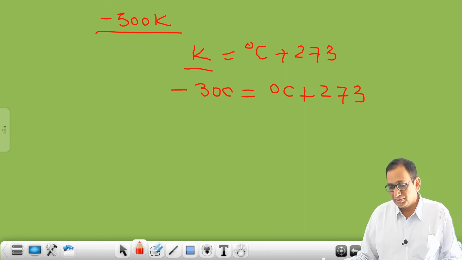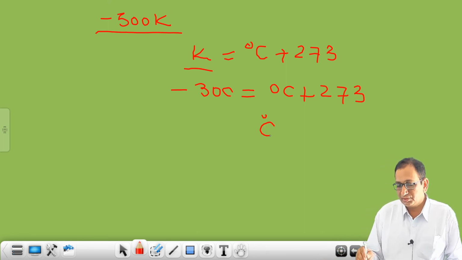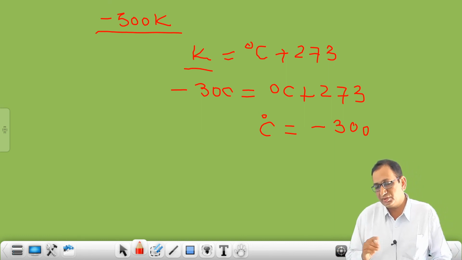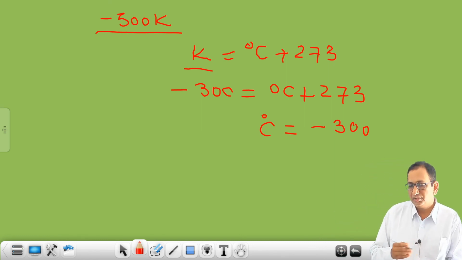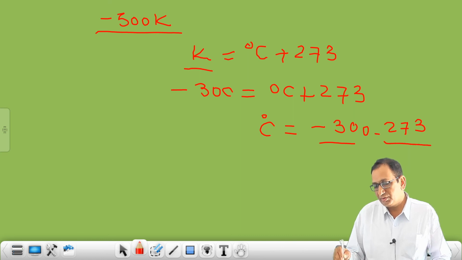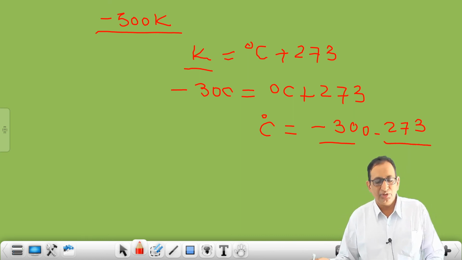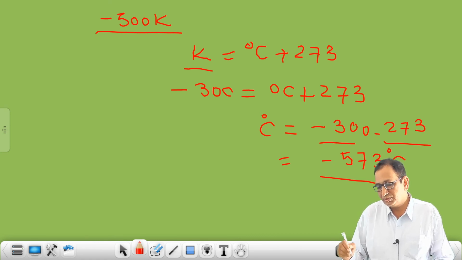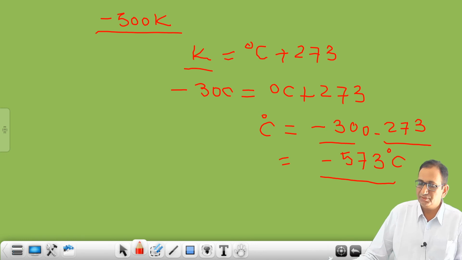Okay students. Now we want only C, meaning degree Celsius, so this 273 will be transposed to that side and become minus 273. So minus 300 minus 273 will give you minus 573 in degree Celsius. So this is minus 573.